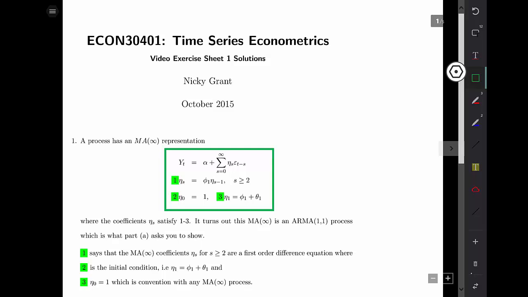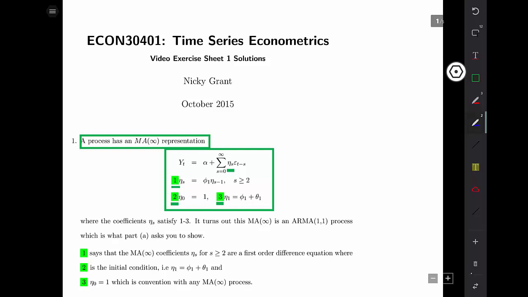It says, suppose we have an MA infinity representation, for some coefficients psi s, such that they satisfy conditions 1, 2, and 3. Okay. So what does it say that they satisfy? Well, as always, we normalize psi 0 to be 1, condition 2. Condition 3 says that psi 1, the first coefficient, is just some phi 1 plus theta 1. And then number 1 says that these MA infinity coefficients psi s satisfy this different equation here, for s greater than or equal to 2.